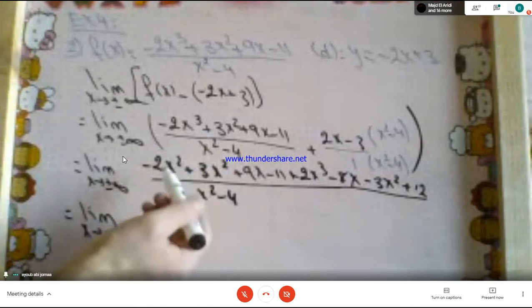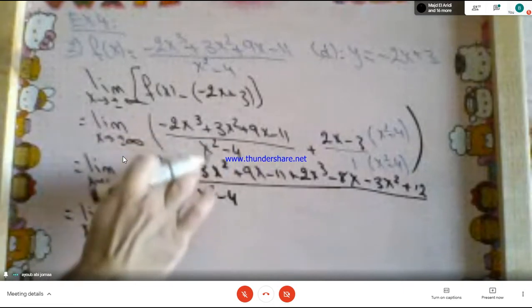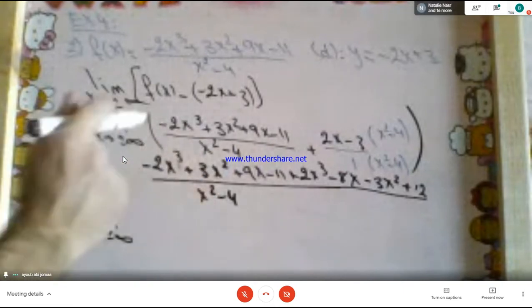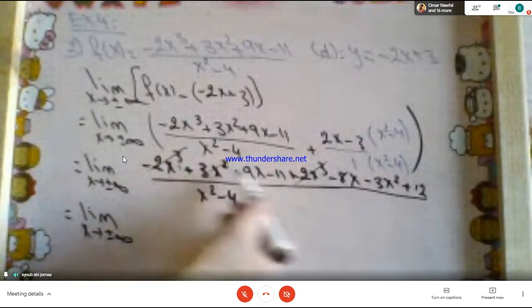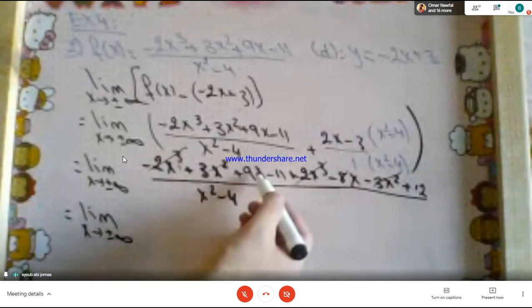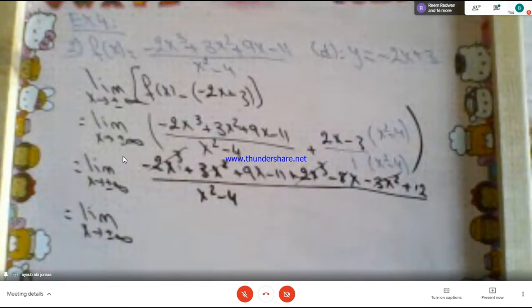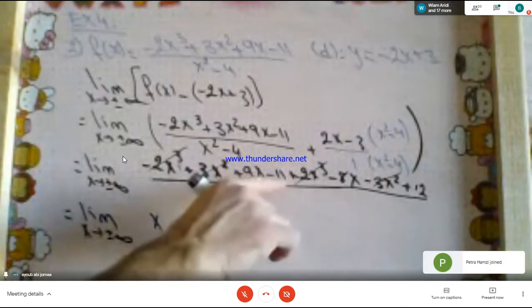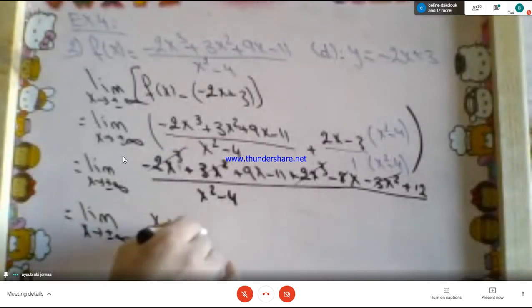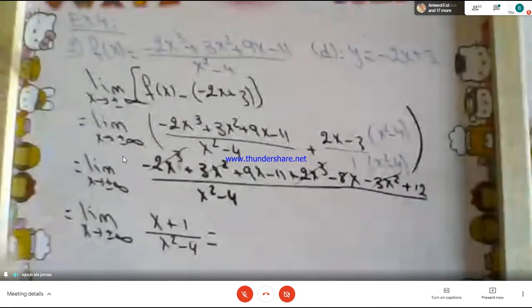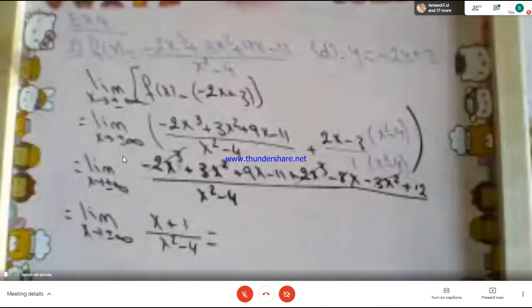Simplify to x cubed. Negative 2x cubed plus 2x cubed is 0. 3x squared minus 3x squared is 0. 9x minus 8x, we get x. Negative 11 plus 12, so plus 1, over x squared minus 4. Now, in this simplified form, you can take the highest exponent.